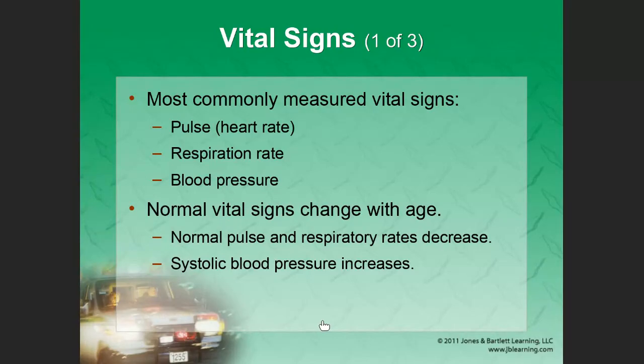So the most commonly measured vital signs are pulse, which is an indication of how well the heart is beating, and the respiration, which is an indication of how well the patient is breathing, and blood pressure is an indication of how well the heart is pumping blood out and that blood is circulating. Right now, when you're going to obtain a pulse rate for a patient, you will palpate the peripheral pulse, which would be the radial pulse.